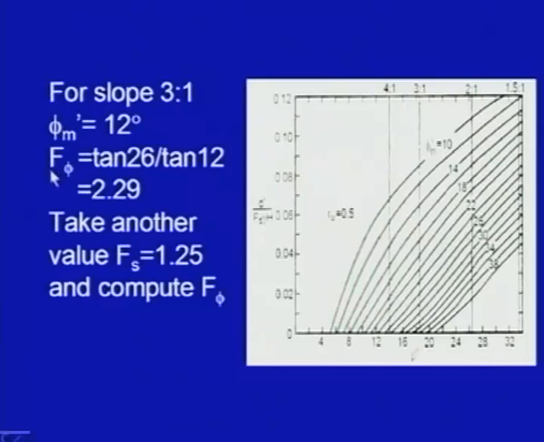Now, you can calculate the factor of safety against phi, that will be equal to 1026 upon 1012, and that comes out to be 2.29. Now, take another trial. What we are trying to find is the factor of safety for which Fs, Fphi, Fc all are equal. Now, we take another trial value, Fs equal to 1.5, and then again compute Fphi in this manner.